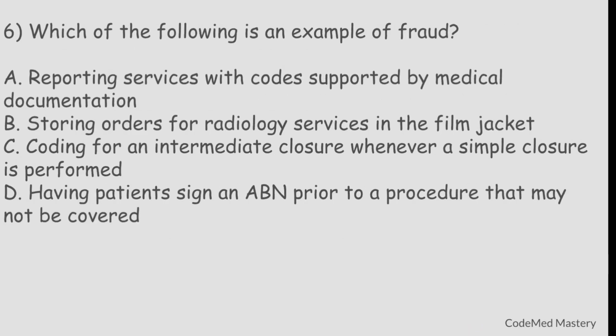Next question. Which of the following is an example of fraud? Option A, reporting services with codes supported by medical documentation. Option B, storing orders for radiology services in the film jacket. Option C, coding for an intermediate closure when simple closure is performed. Option D, having patients sign an ABN prior to a procedure that may not be covered. The right answer is option C, coding for an intermediate closure whenever a simple closure is performed.